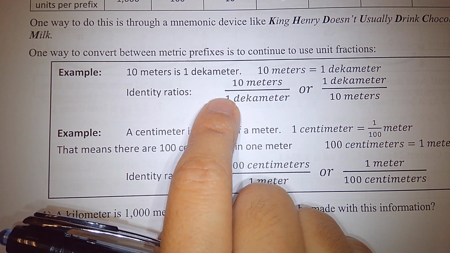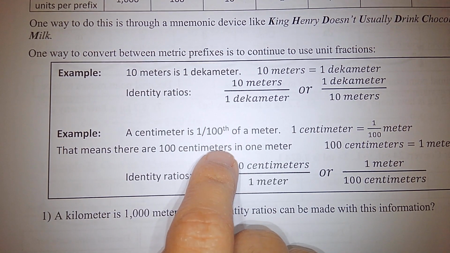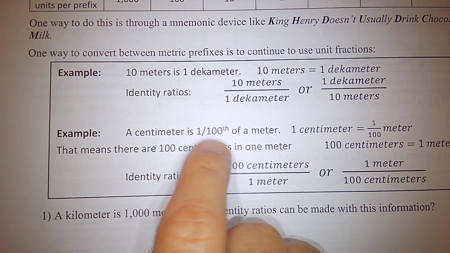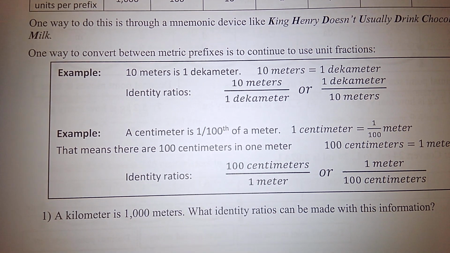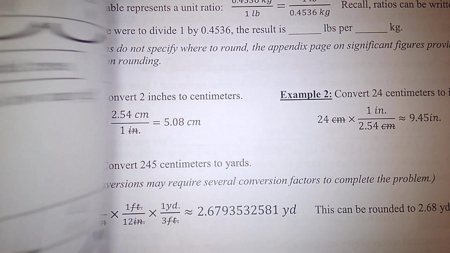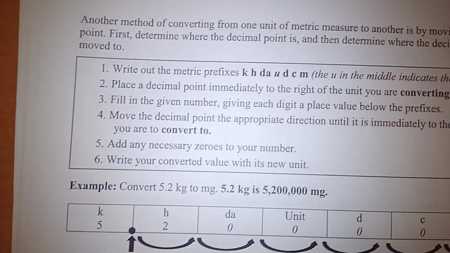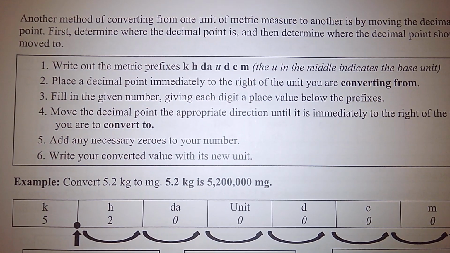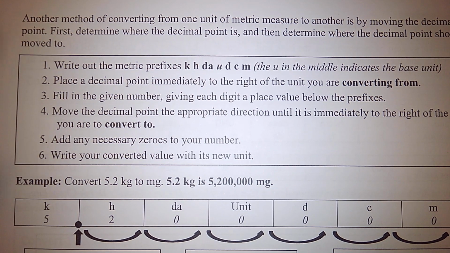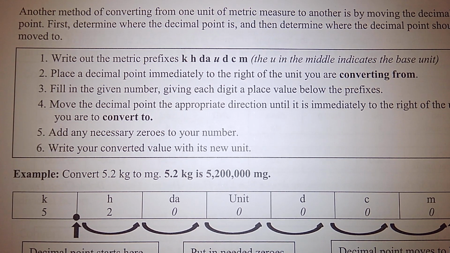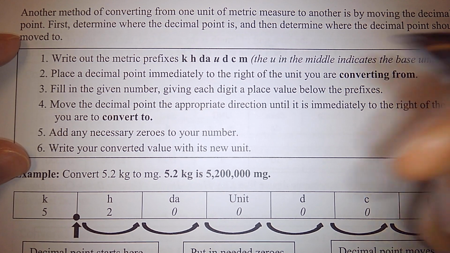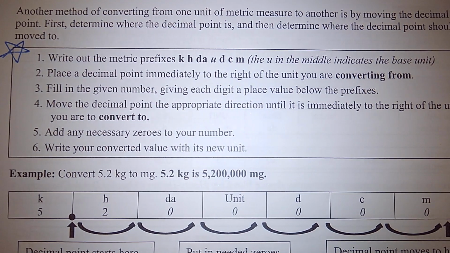So you can still use the identity ratio method to do conversions, but I do not suggest we master it. There is a second method to do conversion in the metric system, and that one I recommend we master. This is on page 162. You really have to know how to do conversions in the metric system using this method. You will see it is an easier method compared with the identity ratio method. This is the procedure for the conversion.